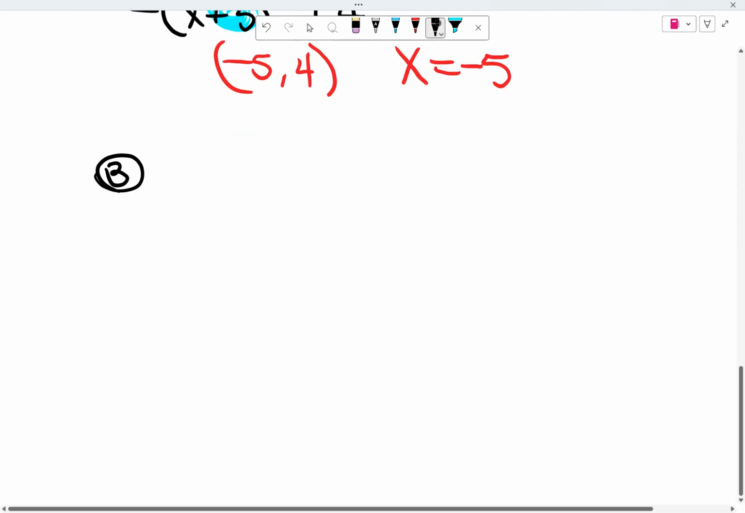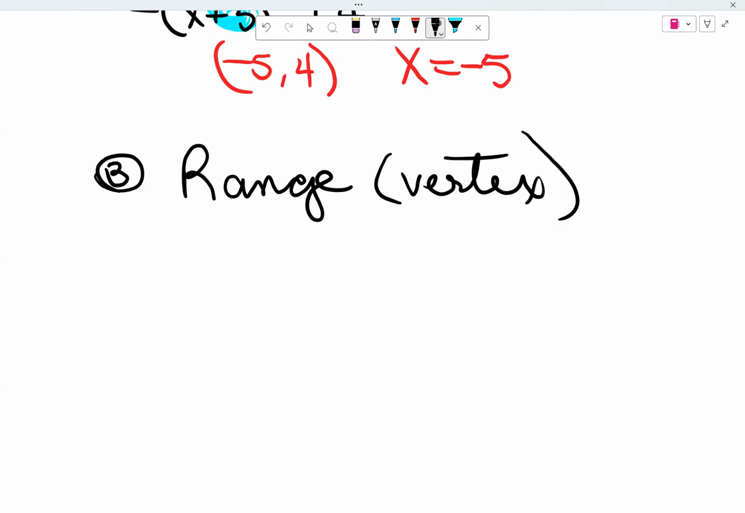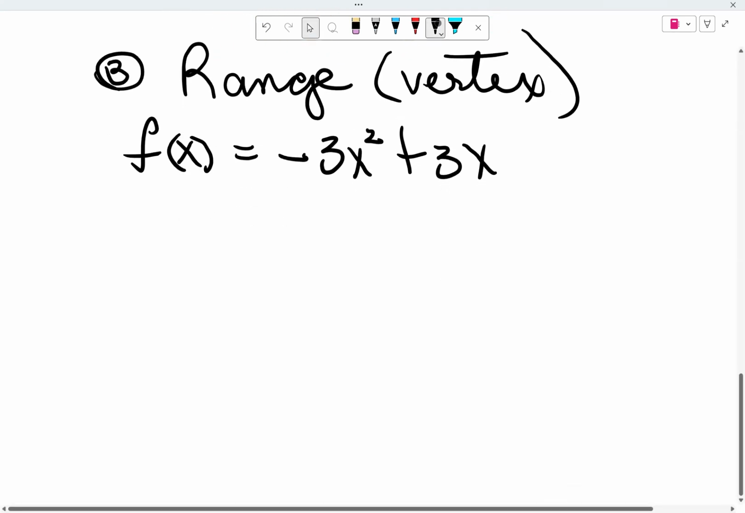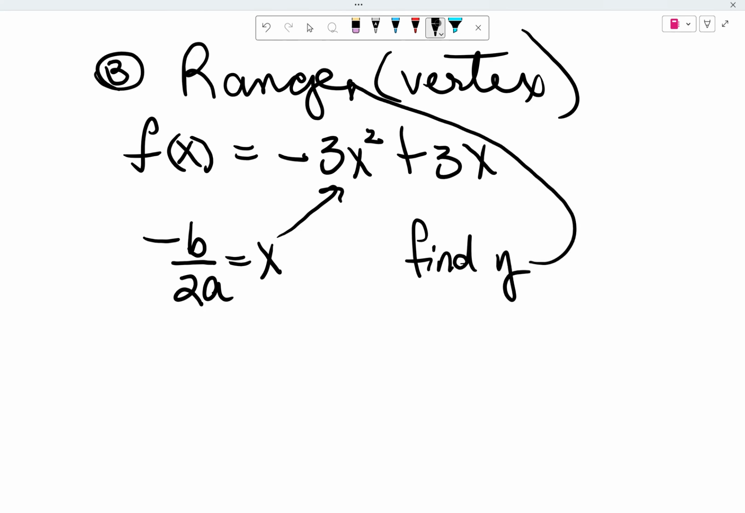Number 3. On question number 3, they are asking you for the range. So find the vertex. The vertex will give you the y value. They're giving you f of x is equal to negative 3x squared plus 3x. So again, we're going to use negative b over 2a to find the x. And once I find the x, I'm going to throw it back in and find y. And y will tell me the range.